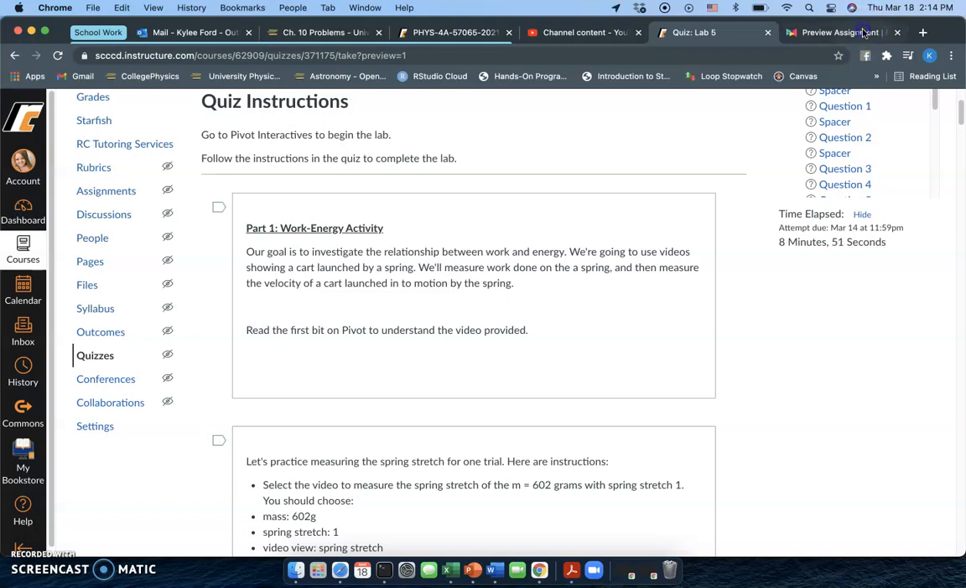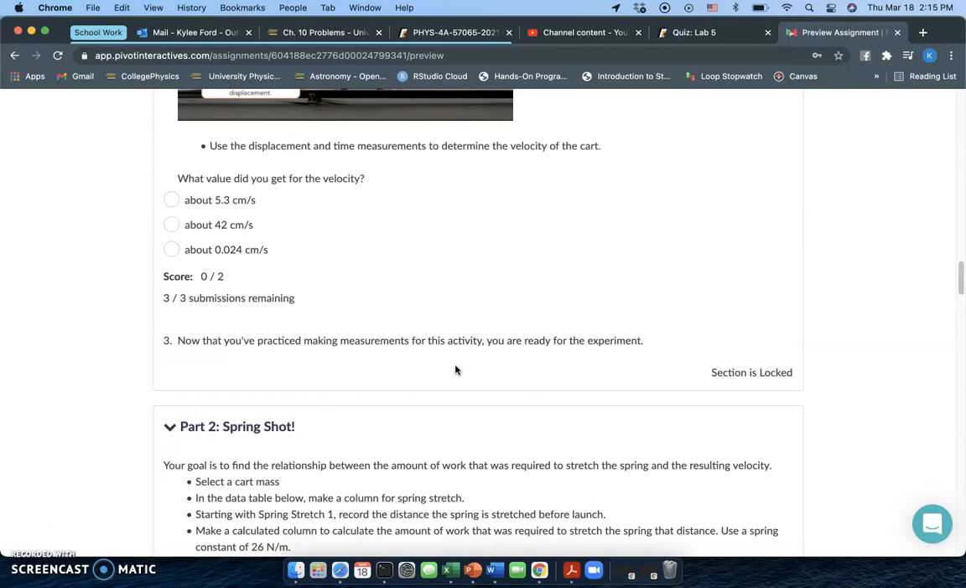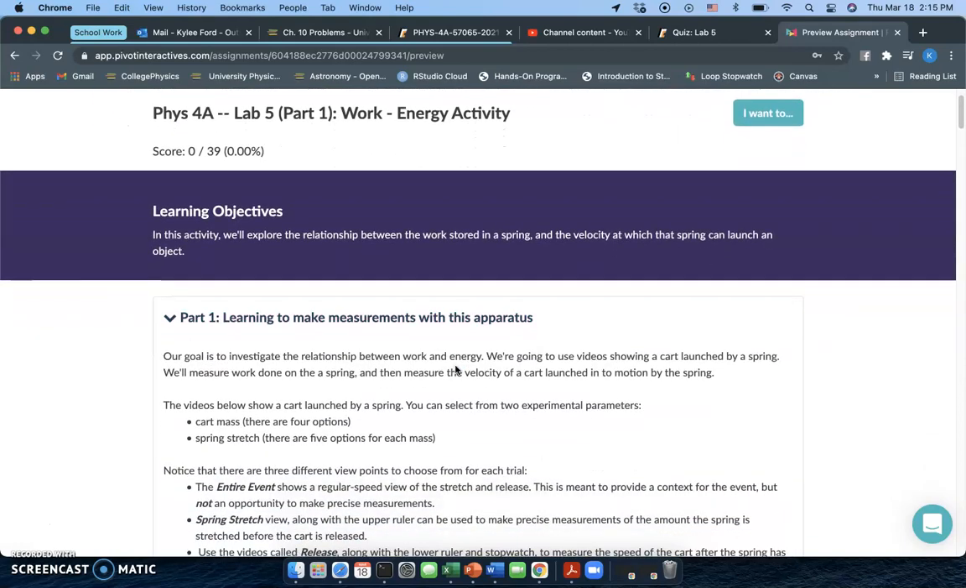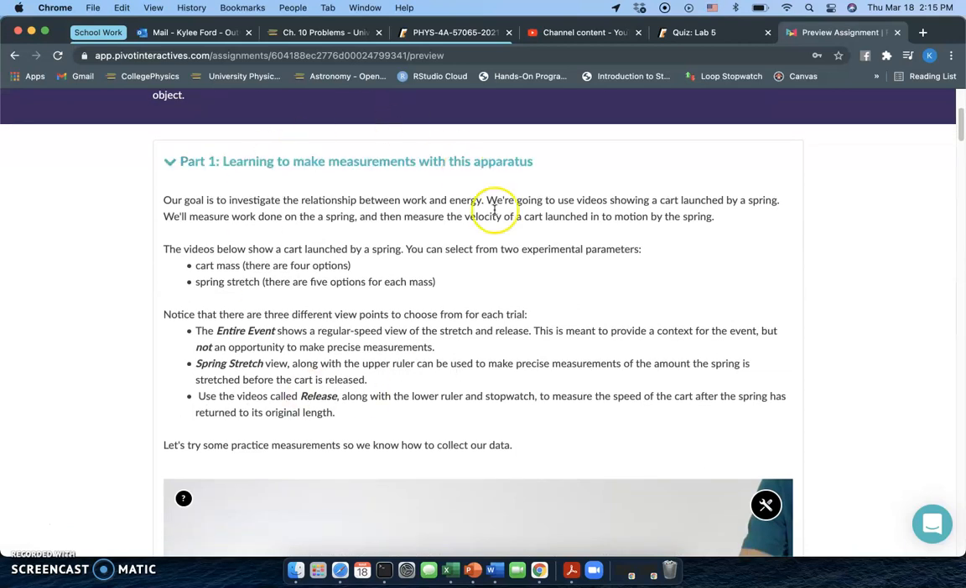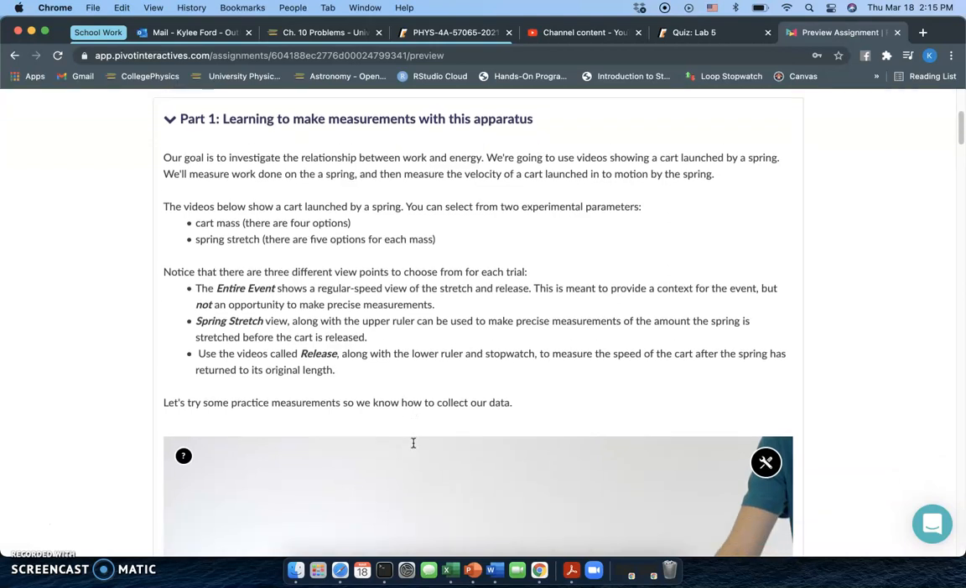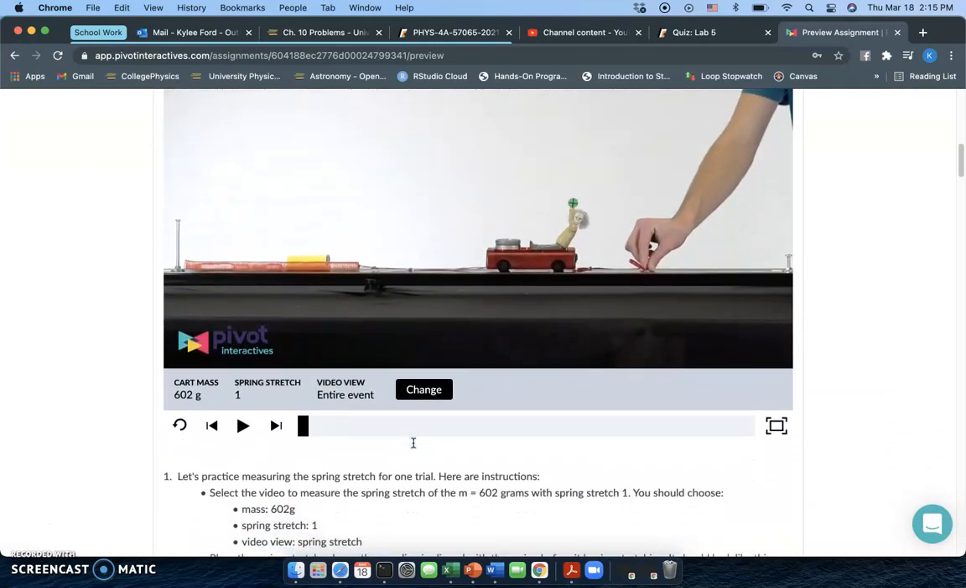So let's go over to Pivot and look at this activity. It does have quite a bit of information here and it's good to read it, okay? We want to understand our relationship between work and energy.